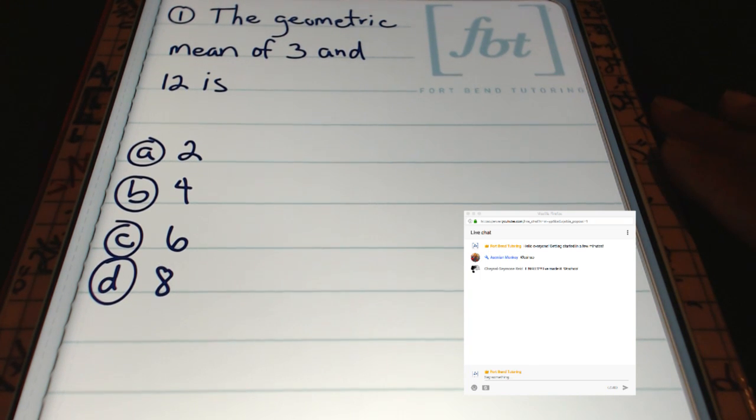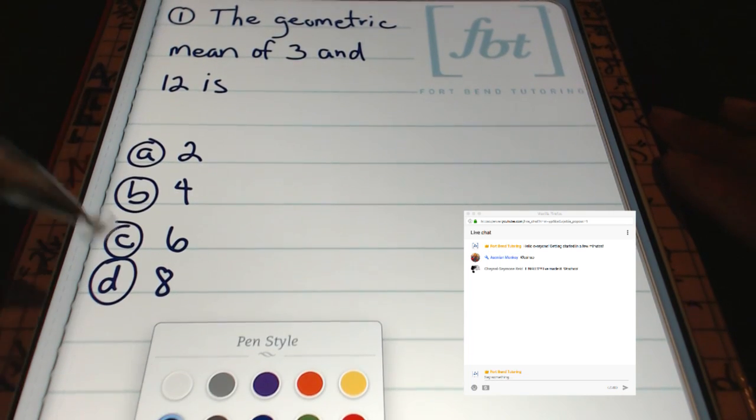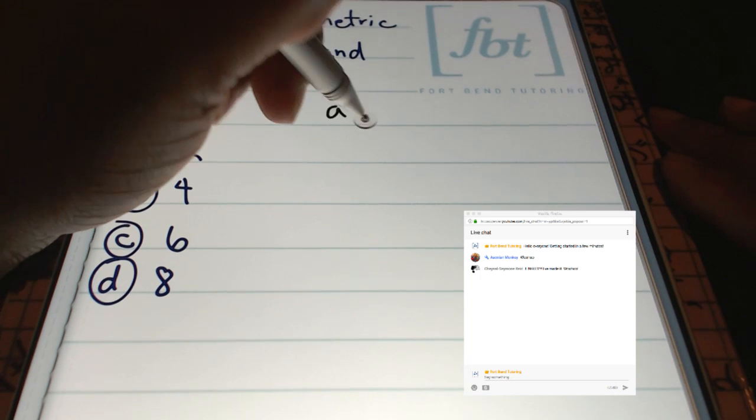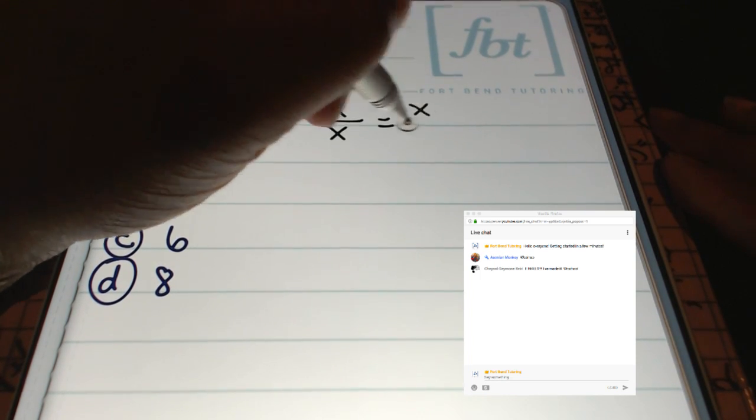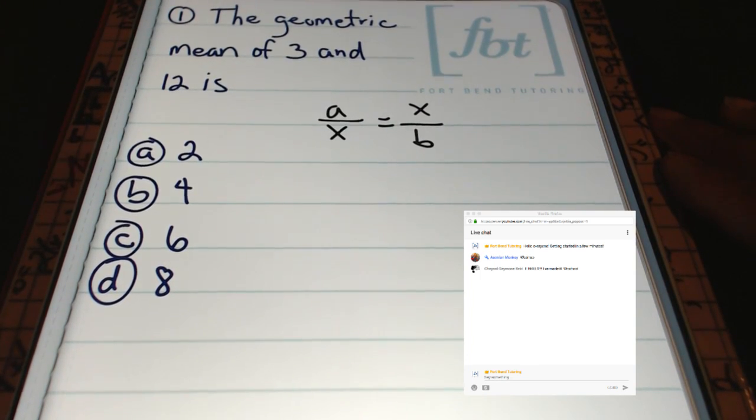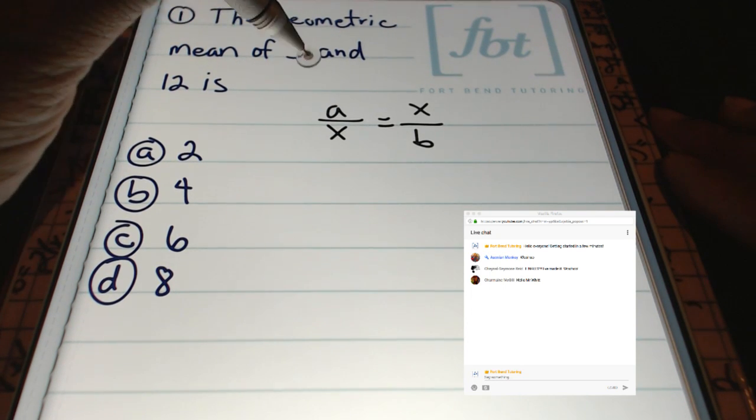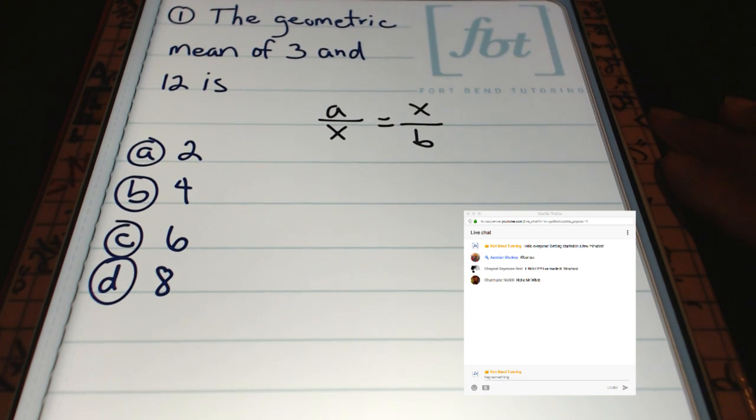In order to find the geometric mean between two values, you'll use the following formula, guys. Let me go ahead and get my ink here to black, and we'll set it up as A over X equals X over B. This is going to be our setup right here. What we'll do is replace the value of A with our 3 value, and replace the value of B with 12. So go ahead and plug that into this formula for the geometric mean and then solve for X. That's how you go about finding the geometric mean of two values.